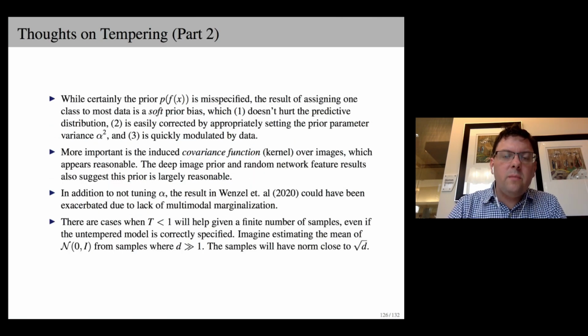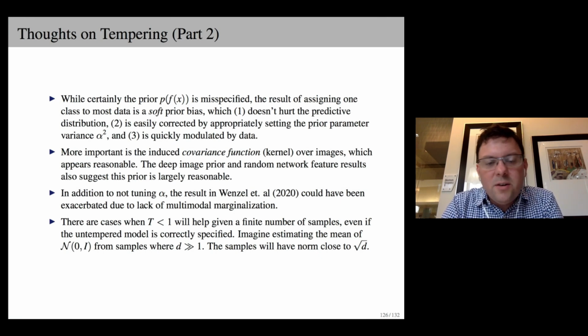Now, while the prior p(f(x)) is certainly misspecified in most cases in Bayesian deep learning, the result of assigning one class to most data is really a soft prior bias, which one, doesn't hurt the predictive distribution, two, is easily corrected by appropriately setting the prior parameter variance alpha squared, and three, is quickly modulated by data. What's much more important is this induced covariance function over images. In addition to not tuning alpha in this whole posteriors paper, the results could have been exacerbated due to lack of multimodal marginalization, which we've shown is extremely important for generalization.